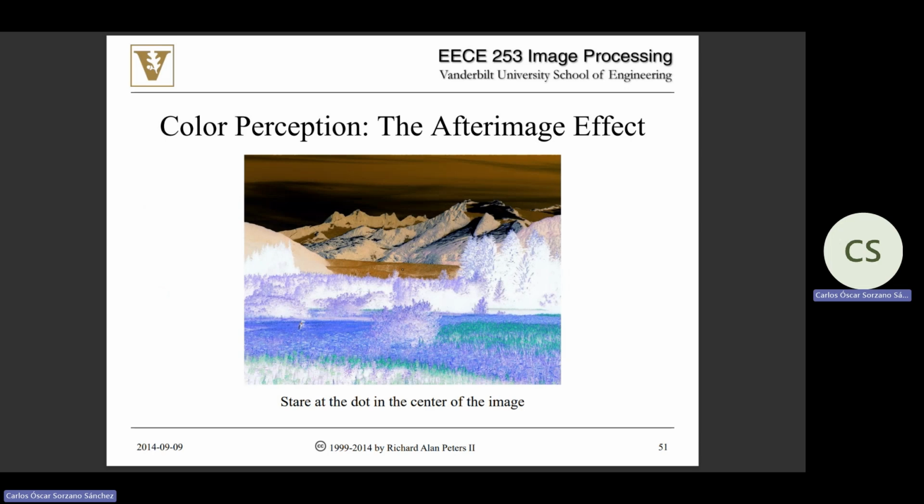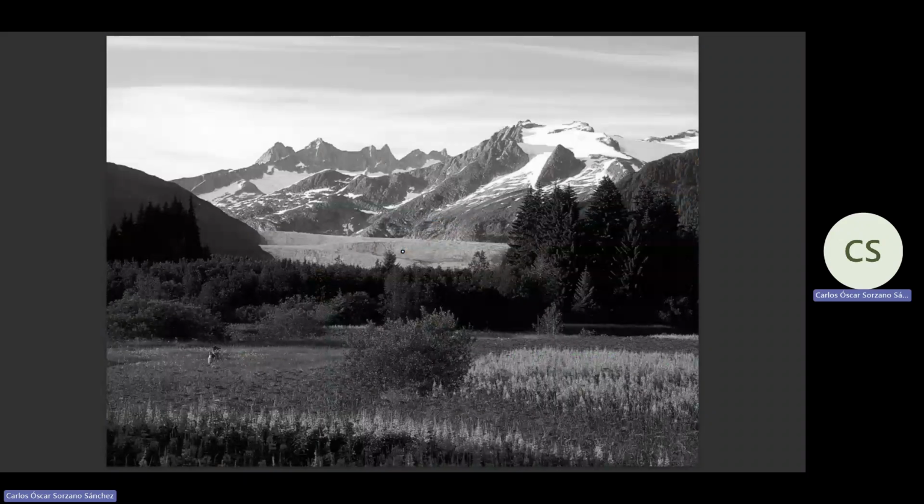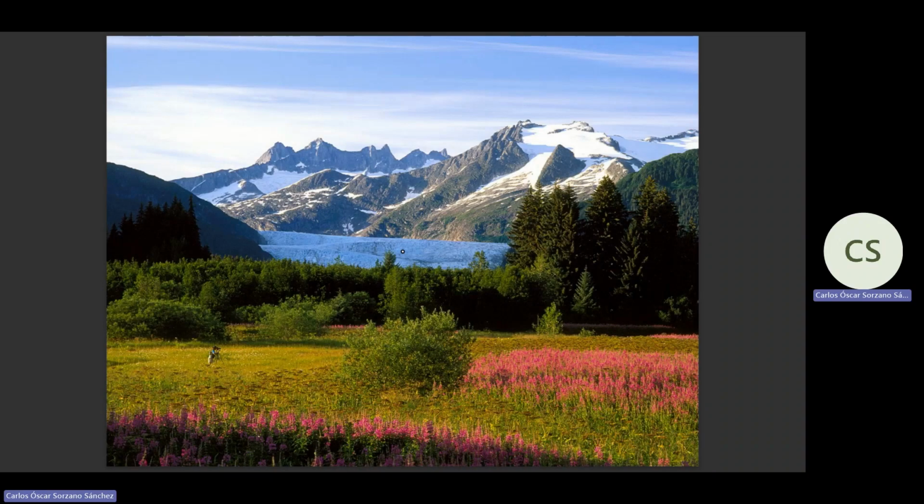Okay, and then, now that we understand how the visual system works, you can try to fool it. And this kind of images, me myself, I don't see this kind of effects. So you look at this point, and because you are somehow saturating your receptors with these negative colors, when you go to the original image, you see kind of color changes.